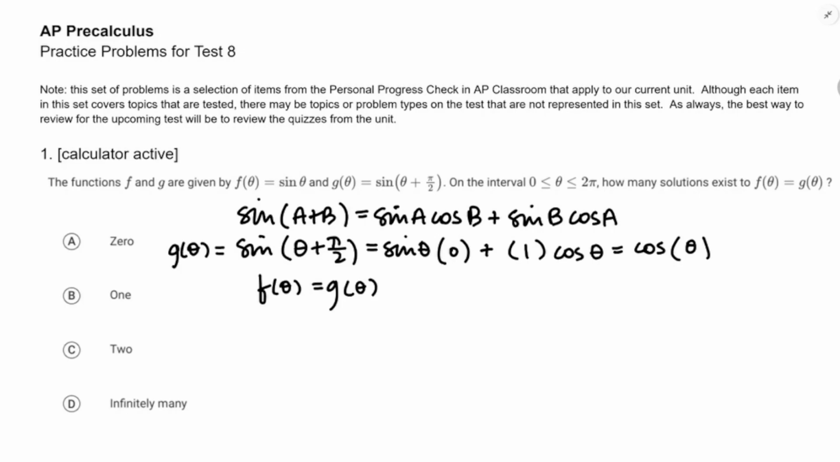So if I'm trying to solve the equation f of theta equals g of theta, I'm just looking for the places on the unit circle where sine theta equals cosine theta, and I know where that happens. This is going to be a 45, 45, 90 triangle where either both of the legs are positive or both of the legs are negative. So it's going to be pi over 4 and 3 pi over 4. So I know that there are going to be two solutions on the interval 0 to 2 pi.